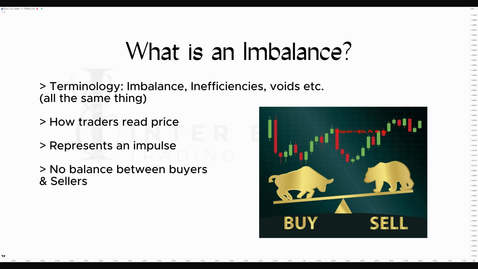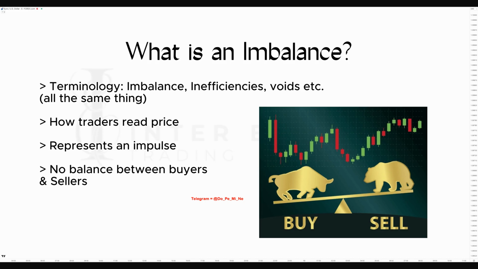All right, so imbalances are another way traders read price. When it comes to terminology, there's imbalances, there's inefficiencies, voids, and etc. And quite frankly, they're all ultimately used for the same thing. Traders have different names for it, but they're all the same thing. What an imbalance represents is an impulse. It's basically where price action isn't healthy or is inefficient per se.